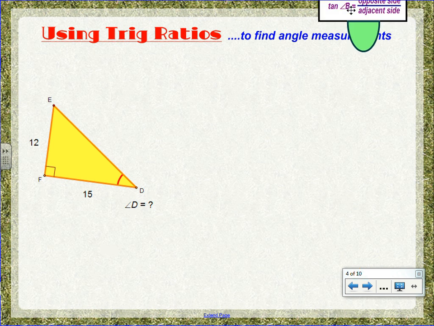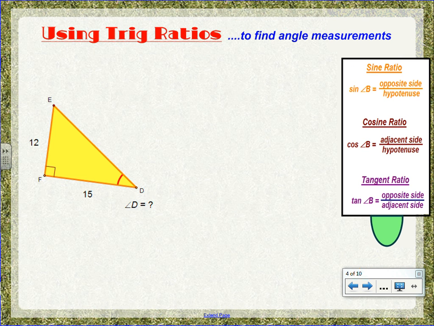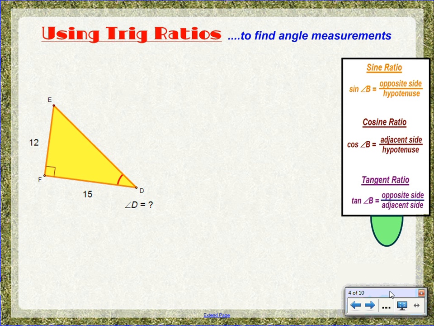And remember, our three trig ratios are sine, cosine, and tangent. Sine is the opposite side over the hypotenuse. Cosine is the adjacent side over the hypotenuse. Tangent is the opposite over adjacent. Now you will need to remember which of those are which. We will get to a point where you need to know those ratios. But for now, I'll have a little sheet up there so we can do this together, and we can reference that sheet as we need.